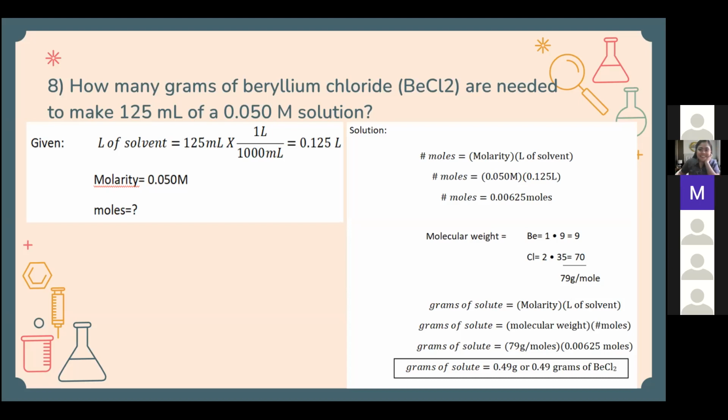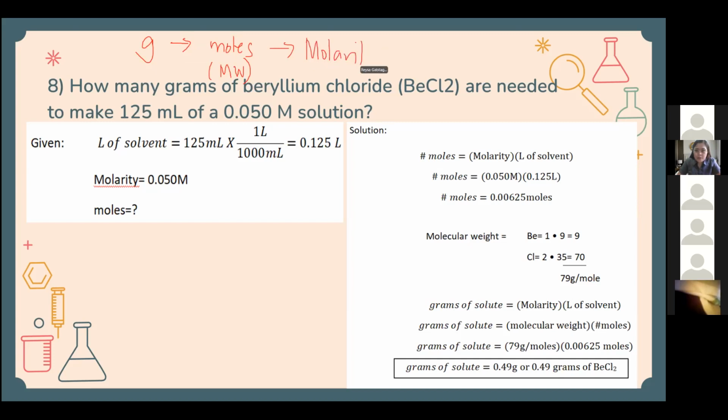Okay. Last one, right? Is it correct? Yes, ma'am. Okay. So this one, among the given problems, is the most complicated one. It is reversed, right? In the previous problems, the grams were given. Thus, we need to compute for the moles first, and then we need the molecular weight to compute the moles before we can proceed to the computation of molarity.